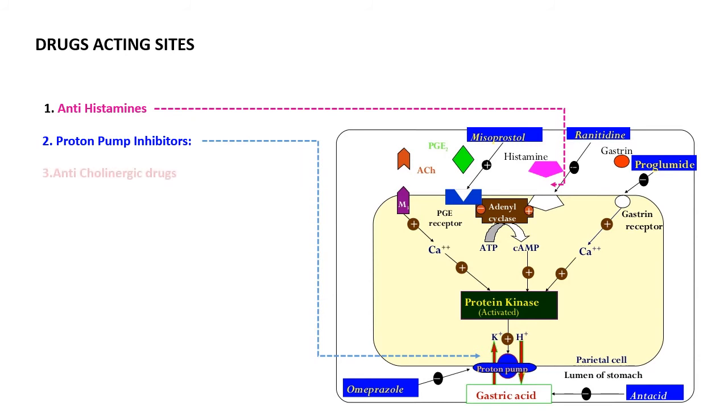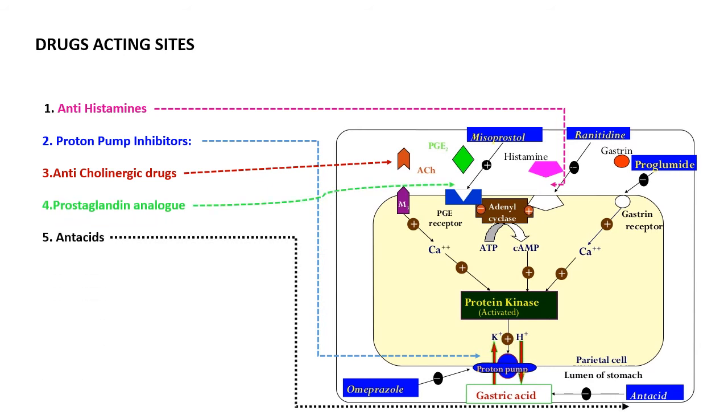Anticholinergic drugs. An anticholinergic agent is a substance that blocks the neurotransmitter acetylcholine. Prostaglandin analogues are a class of drugs that bind to a prostaglandin receptor. Misoprostol and other prostaglandin analogues protect the lining of the gastrointestinal tract from harmful stomach acid.